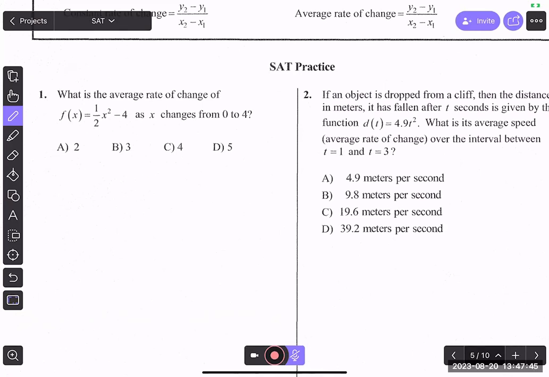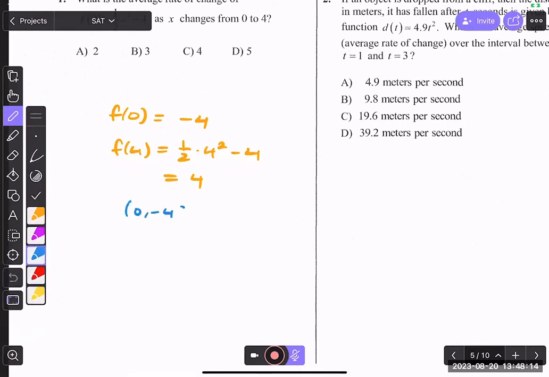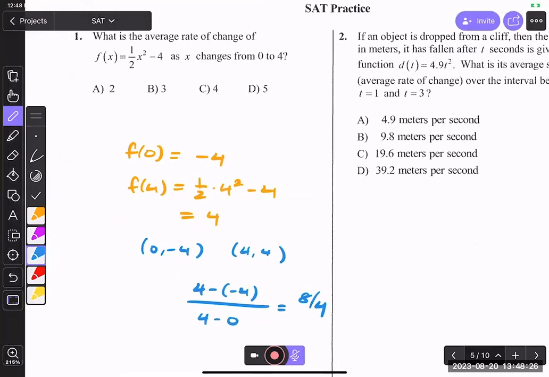So first, plug in f of 0, which is just negative 4. Yeah, because you get 0 squared, which is 0, times 1/2, which is still 0, right? Yeah, okay. And then f of 4, which is 8 minus 4, which is 4. Mm-hmm. And then do the slope formula, which is going to be 4 minus negative 4 over 4 minus 0, which is 8 over 4, which is 2.